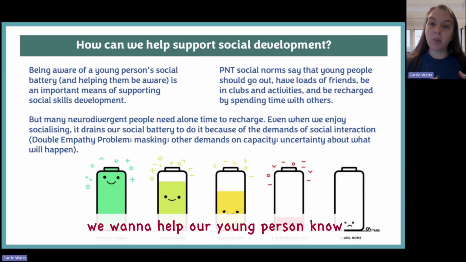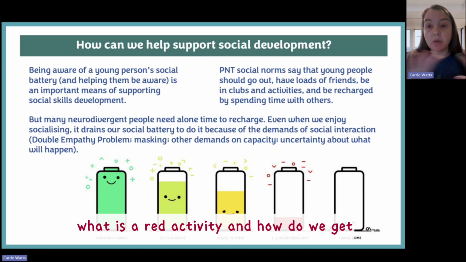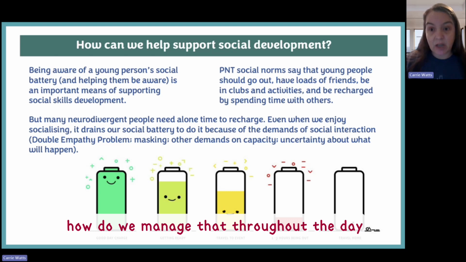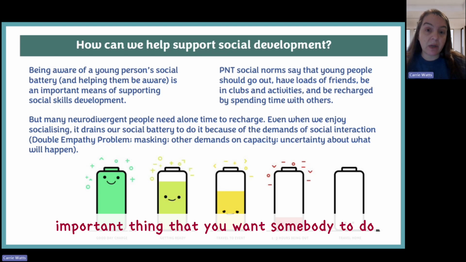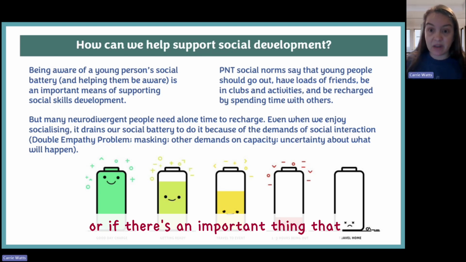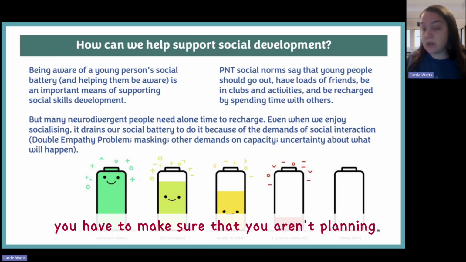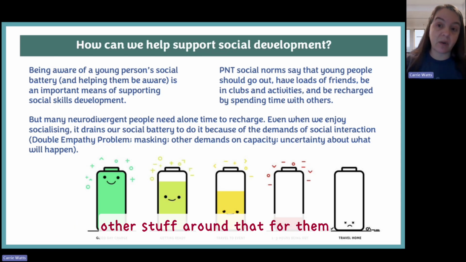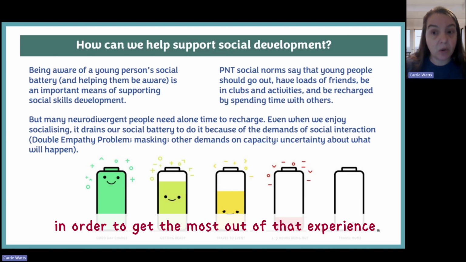So we want to help our young person know what is a green activity, what is a yellow activity, what is a red activity, and how do we manage that throughout the day so that we're not over depleting a young person. And if there's an important thing that you want somebody to do, or if there's an important thing that they want to do, if they are very excited about going to a new teen group or something, you have to make sure that you aren't planning other stuff around that for them, because they're going to need their battery to be at full charge in order to get the most out of that experience.